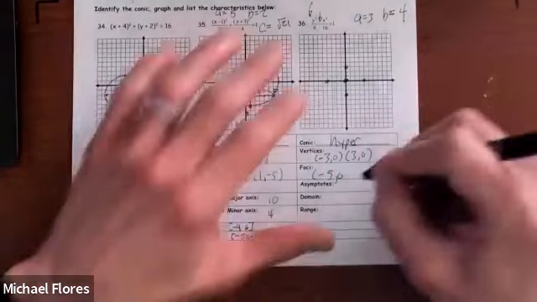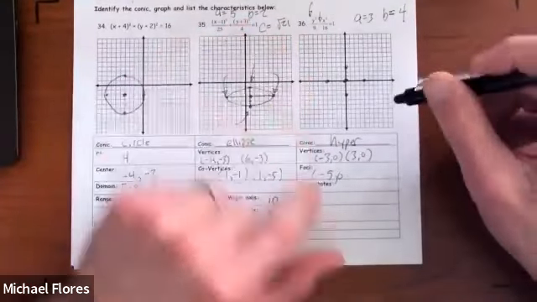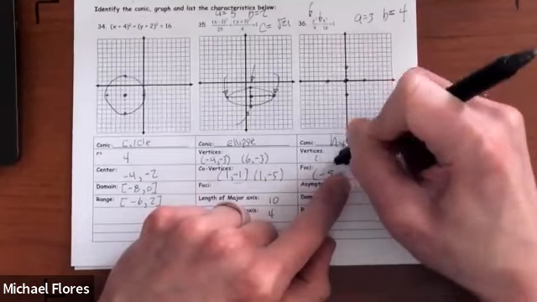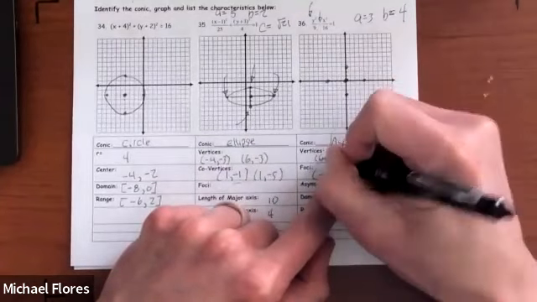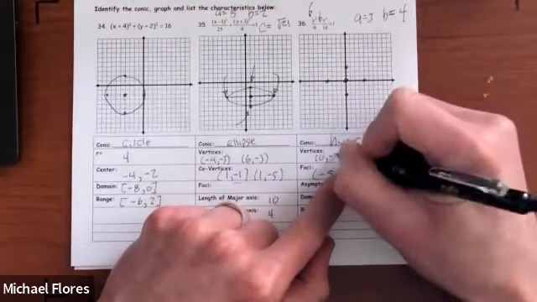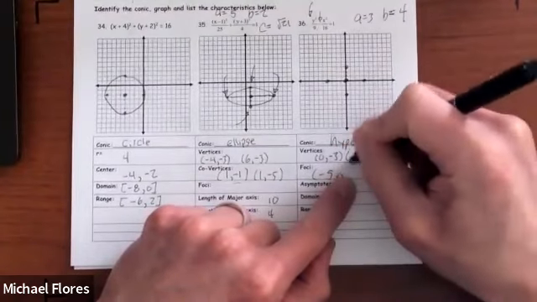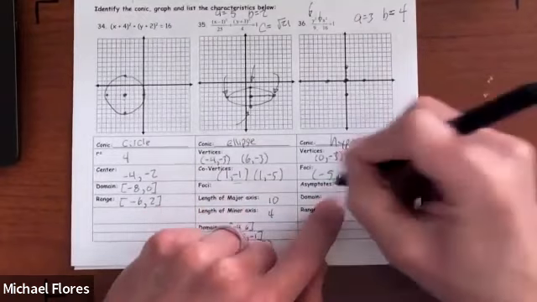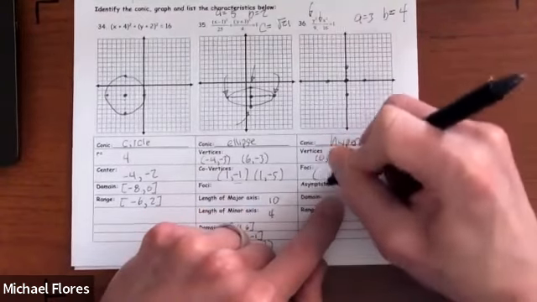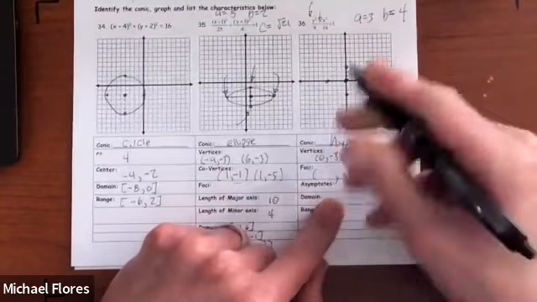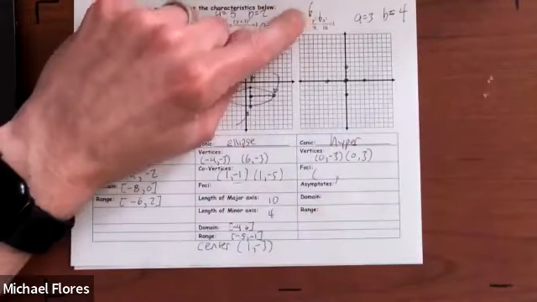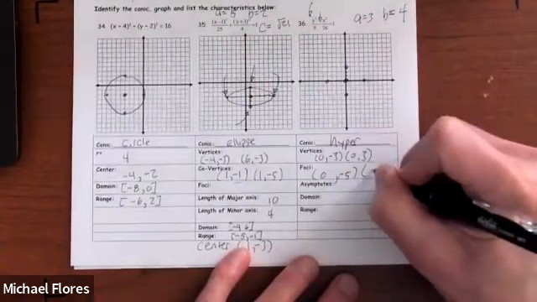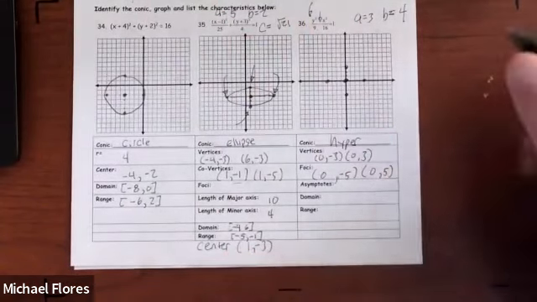Oh my gosh, this is what I get for going too fast. I wrote my vertices in the wrong order. Because this is a vertical hyperbola, your vertices are going to be vertical. So (0, -3) and (0, 3). Sorry. Like I said, going fast and doing math usually does not work. Your foci, since this is vertical, are also going to be vertical. So (0, -5) and (0, 5).